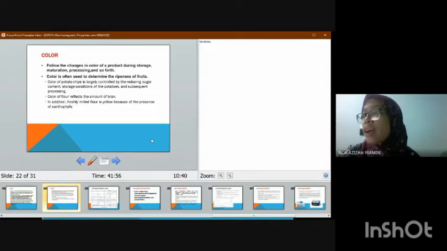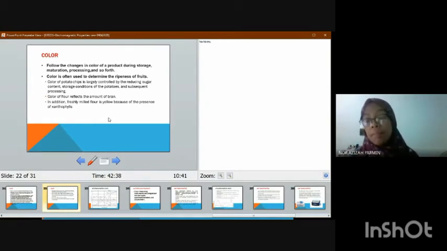Follow the changes in color of the product during storage, maturation, processing and so forth. This is important, based on the color itself, how it changes during storage, when it matures, during processing and so forth. Sometimes for export or import, we usually harvest this kind of food early, so it is not fresh, and then we apply some chemical, like ethylene, to delay it.